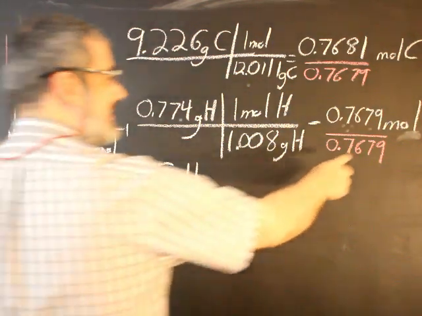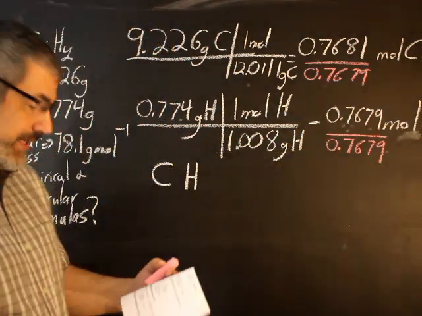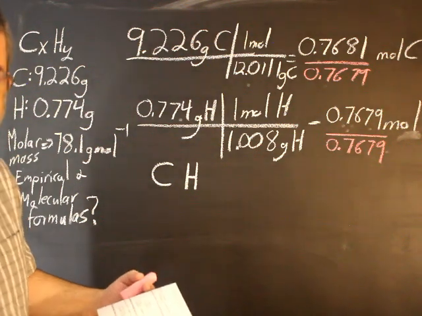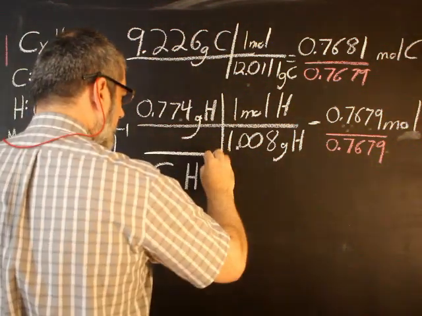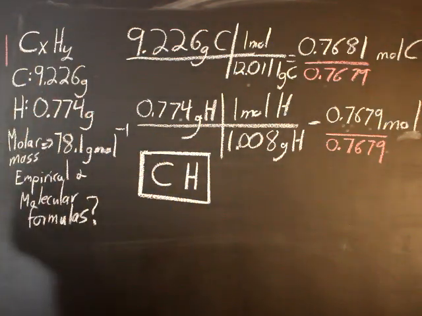Again, this comes out exactly to be 1. This comes out to be 0.9997. So it's basically 1. So this 1-to-1 ratio is my empirical formula.